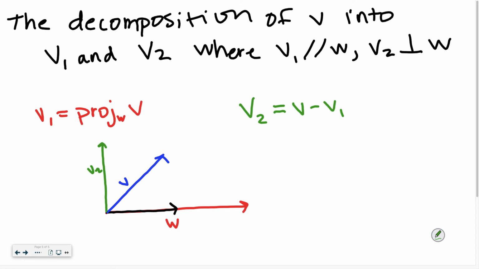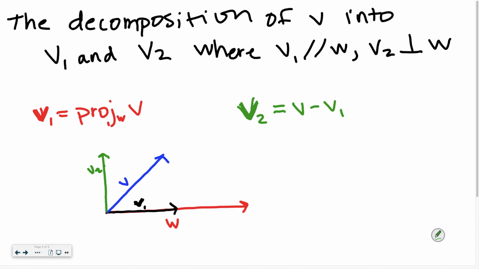Is V1 and V2 still like the components, right? No. V1 and V2 are new vectors. V1 is a projection vector. So V1 and V2 are not the same components of V that we used. Let me bold this for you. Okay, that makes more sense. They're new vectors.